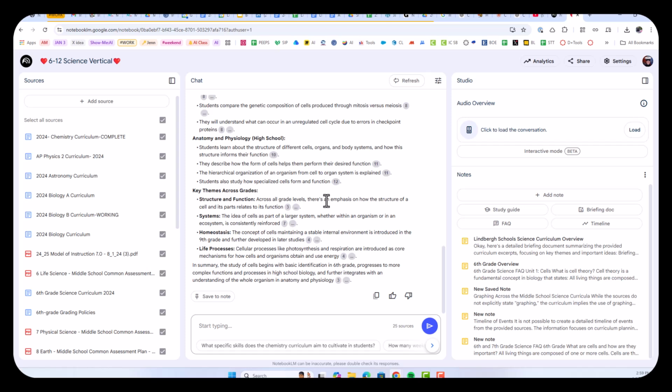You can also start to compare things like from 6th, 7th, and 8th grade. How are cells introduced? What are their activities that go from one grade to the next? You can look at how I could compare 8th grade to 9th grade. There's a lot of different tools in here, but you just have to ask the question just like you would with an AI. So we built this for you, putting all the curriculums in here.